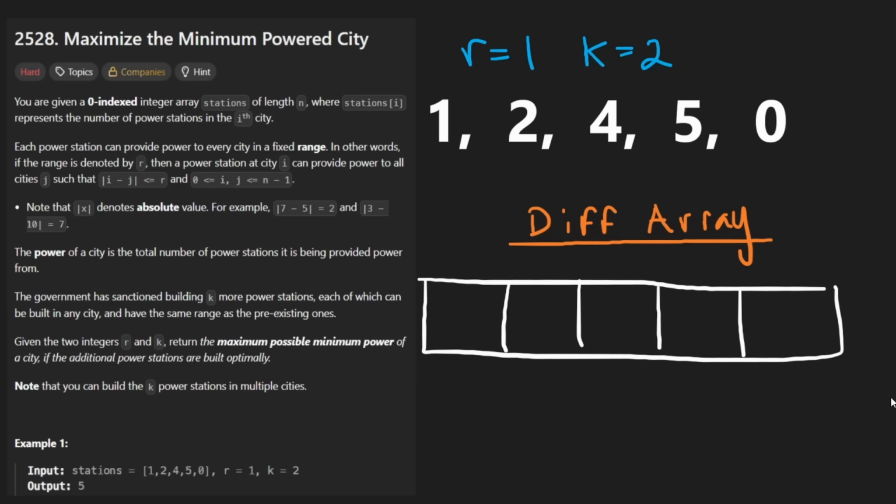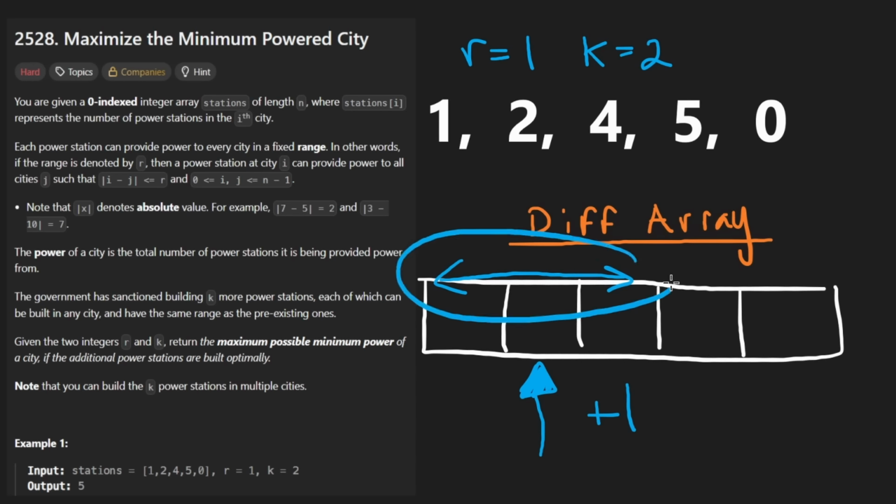So in other words, if I was to add a station over here, just one station, what I'm saying is I want everything in this range to be incremented by 1 in terms of the power of each of those. But I don't want to have to scan through this entire thing because, right now the range is small, but if R was bigger, it could be a bigger range. I want to be able to do this operation in constant time.